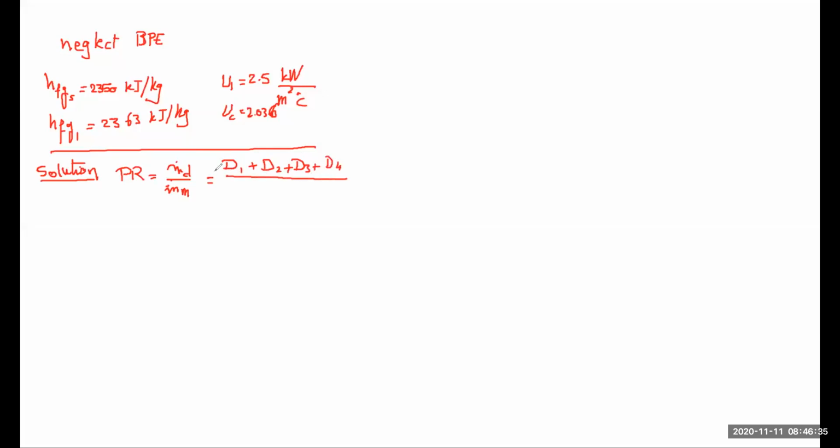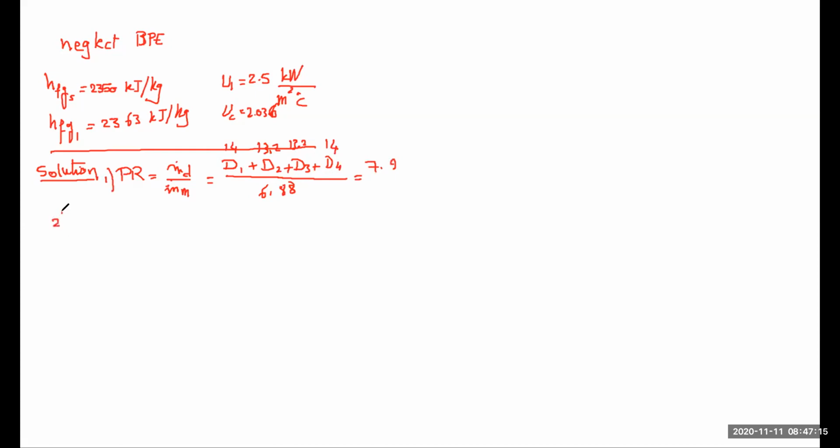If you remember, D1 is 14, D2 is 13.2, D3 is 13.4, and D4 is 14. So this combination divided by m dot motive steam, and the m dot motive steam for us in this example was 6.88, and that would give us a performance ratio of 7.9. So that's the first thing that was needed.